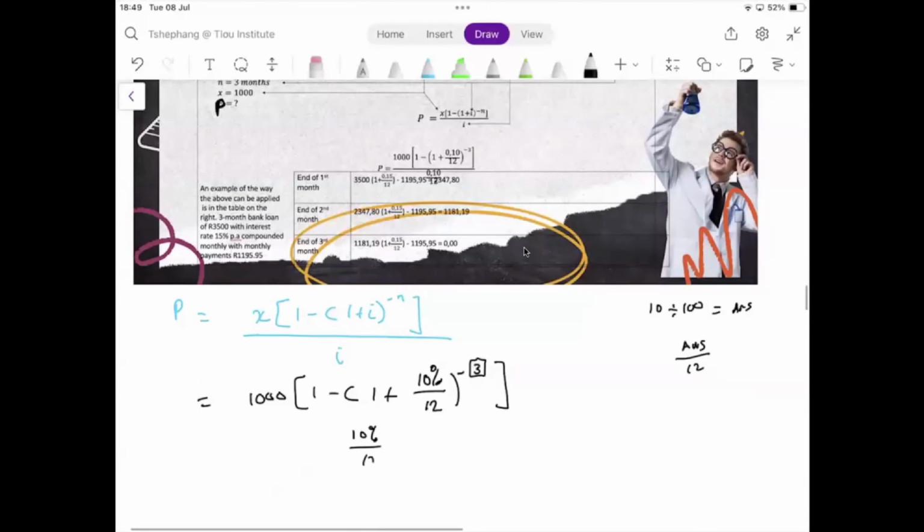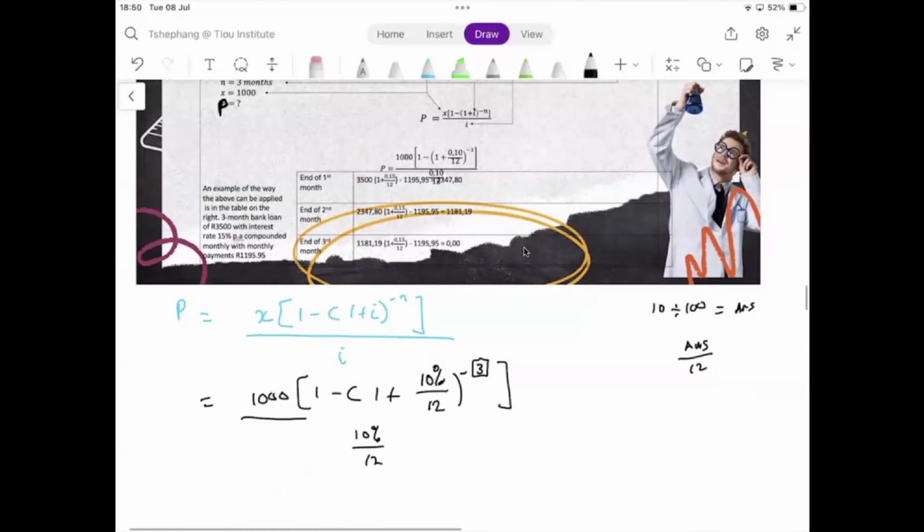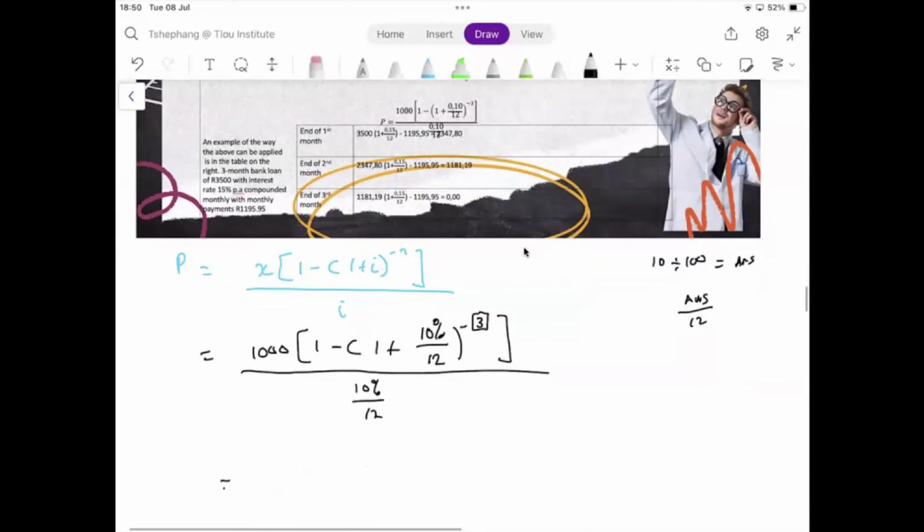10% over 12. Now, what you want to do is plug this into the calculator exactly like it is. Please do not change anything. Plug it into the calculator exactly like it is. Once you have an answer for me, please do type it in the chat so I can write it here.